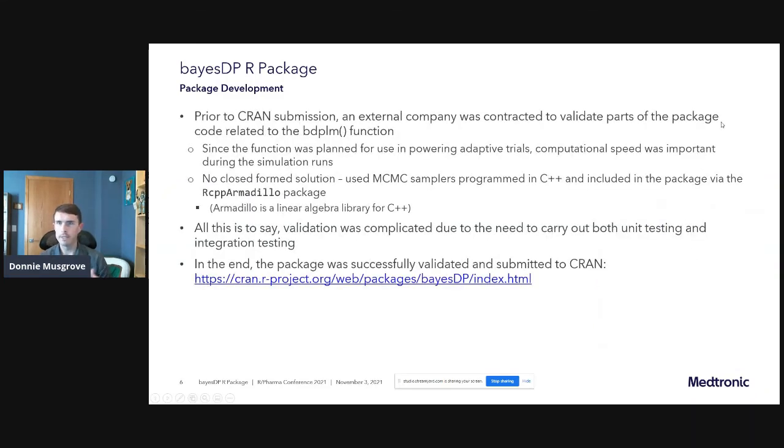So prior to submission, we needed some validation efforts. So we hired an external company to validate parts of the package that were going to be used in the trial itself. And this was BDPLM. So we had a covariate adjustment, adjusting for baseline blood pressure. And on top of this, we needed speed. So we actually ended up recoding the entire function in C++ via RcppArmadillo. Of course, if you're familiar, Rcpp is for C++, but Armadillo is a linear algebra library.